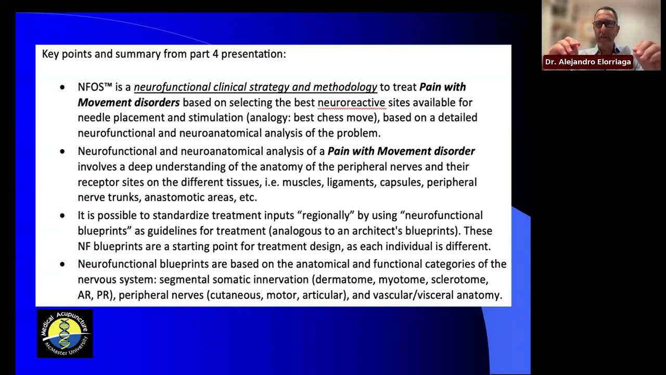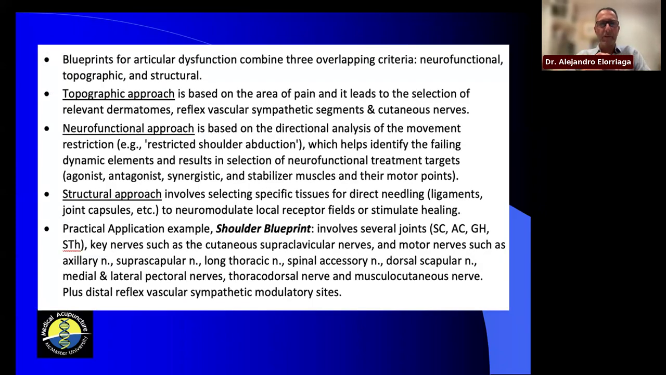And last time we spent a fair amount of time reviewing the concept of neurofunctional blueprints, which is a pattern of needling based on the neurofunctional articular innervation of a given area, and based on that basic movement analysis, going from impaired movement to muscle to motor nerve to input. That's the game that I played with examples relative to a hypothetical shoulder dysfunction.